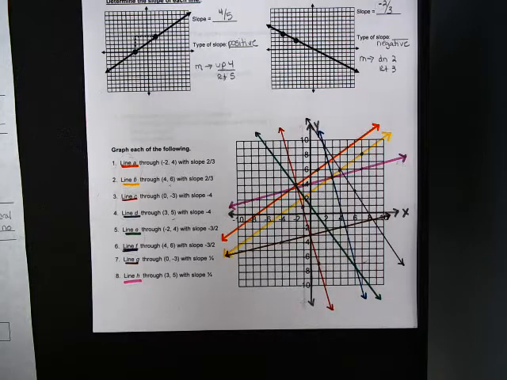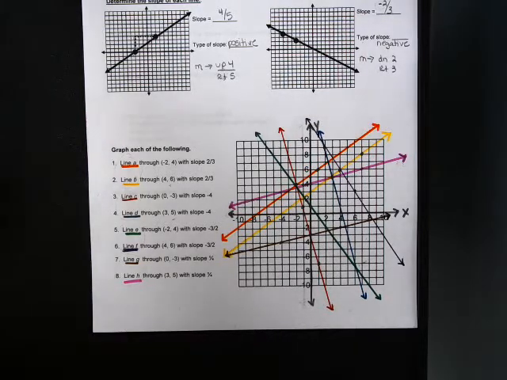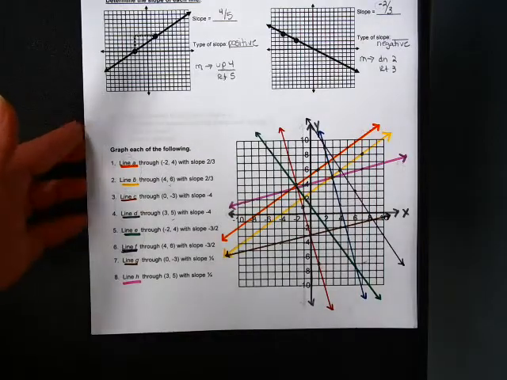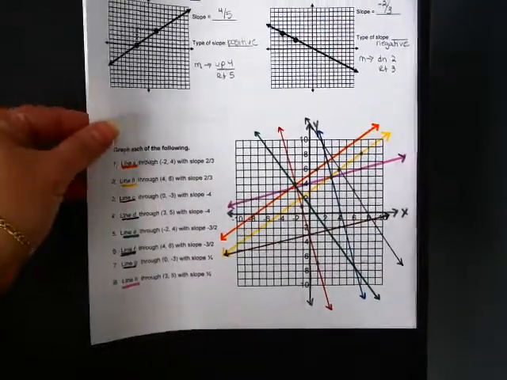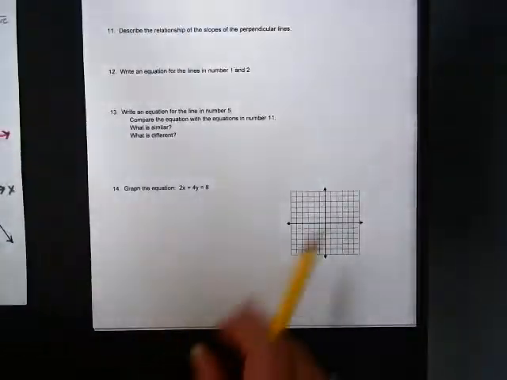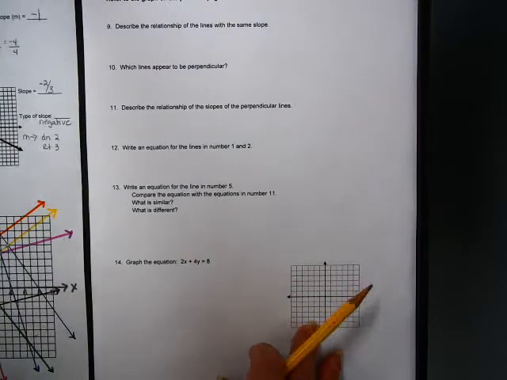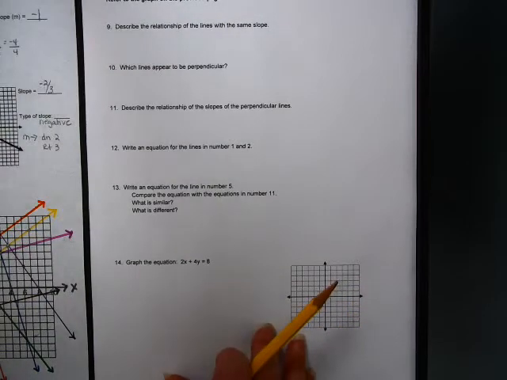Alright, now that you've double-checked all of your lines and made sure that you graphed them correctly, let's go ahead and move on to the next page. In the next page it says, refer to the graph on the previous page, so we're going to keep flipping back and forth. Describe the relationships of the lines with the same slopes.